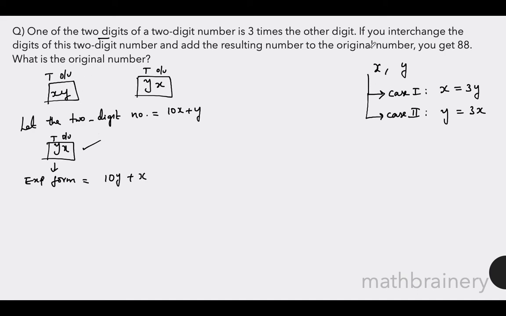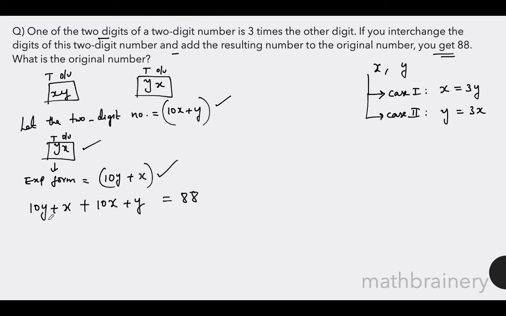Okay, so now what is the condition? If you interchange the digits of this 2-digit number and add the resulting number to the original number, this is the resulting number and this is the original number. When we add these two, we must get 88. This is the condition. That means this new number 10y plus x plus the original number, that is 10x plus y, is equal to 88.